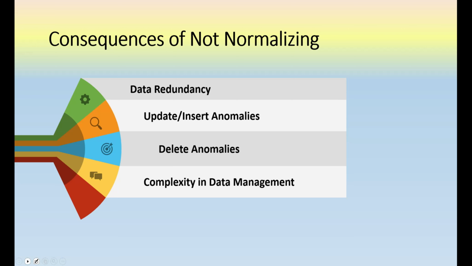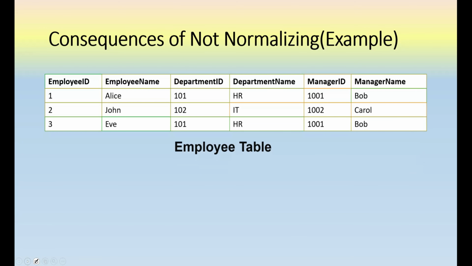So now let's take an example of the consequence of not normalizing. We will take an example and understand how exactly a non-normalized table can lead to many issues, right? So let's take a famous employee table as an example, and we have employee ID, employee name, department ID, department name, manager ID, and manager name as attributes in this employee table.